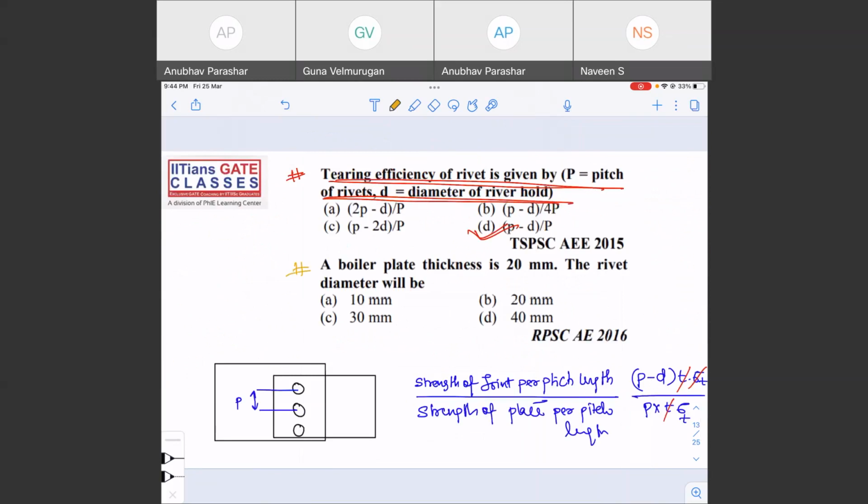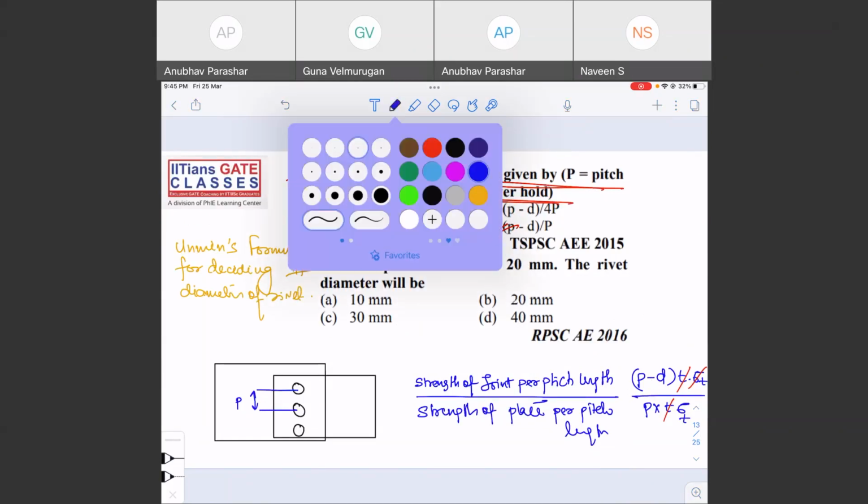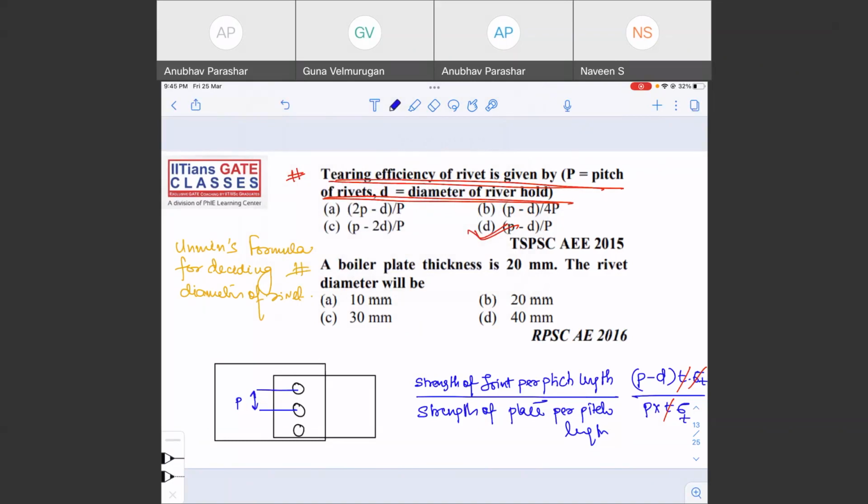So try this question. A boiler plate of thickness 20 mm, do you know? I'll tell you, there is Unwin's formula for deciding the diameter of the rivet. So what should be the approximate diameter of the rivet? It is given by the formula known as Unwin's formula, right? It depends on the thickness of the plate that needs to be riveted. So the diameter of the rivet is equal to 6 times root over the thickness of the plate. This formula is known as Unwin's formula, right?